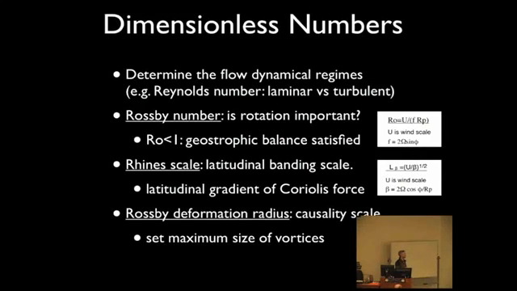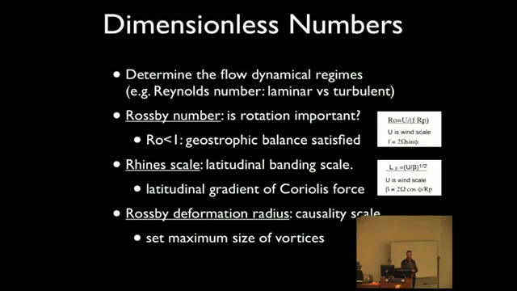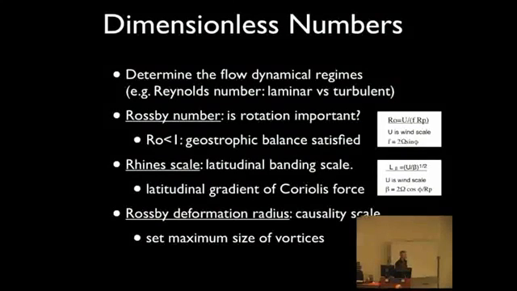So basically, it's a number that tells you how banded your circulation might be. And so that's quite a useful number to know about. And then the other interesting number that will tell you something about the dynamics of the flow is this Rossby deformation radius. It plays a very important role in various things, actually.